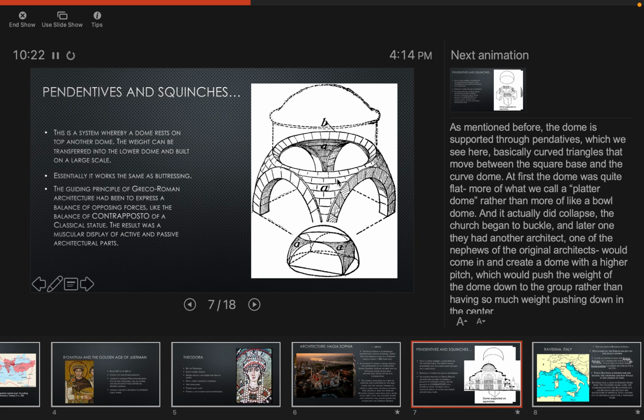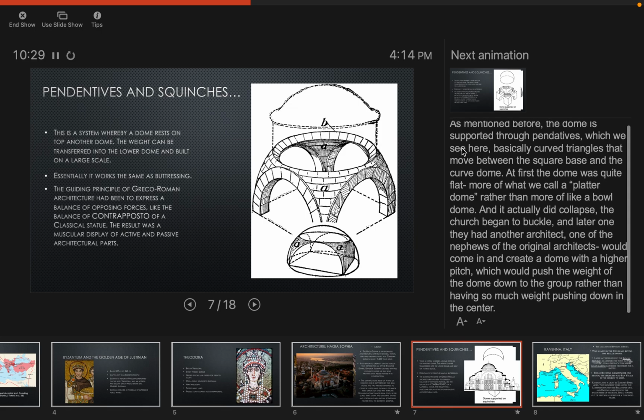At first, the dome was quite flat, more of something we call a platter dome rather than a bowl type dome. And it actually, in the Hagia Sophia, it did collapse. The church began to buckle, and later on, they had another architect and one of the nephews of the original architects. He would later come in and create a dome with a higher pitch, which would push the weight of the dome down to the ground rather than having so much weight pushing down in the center.